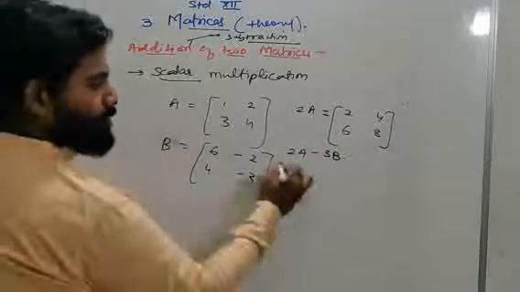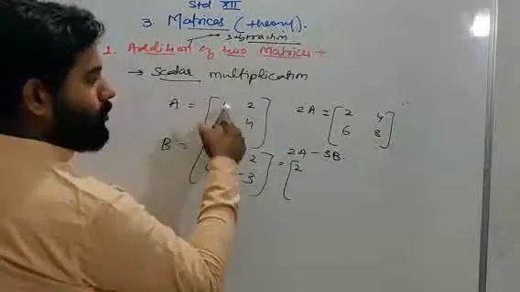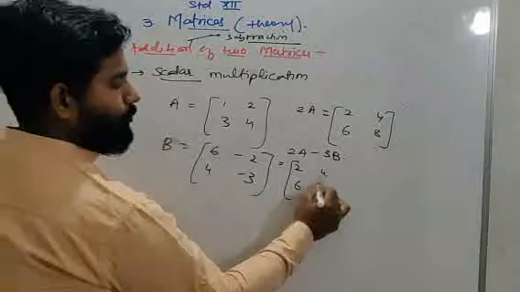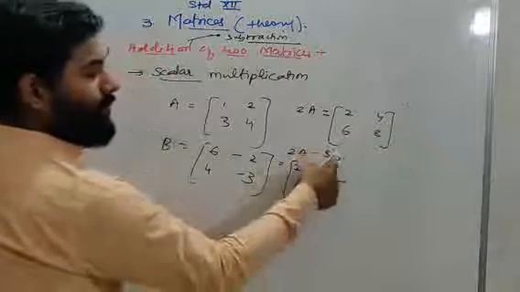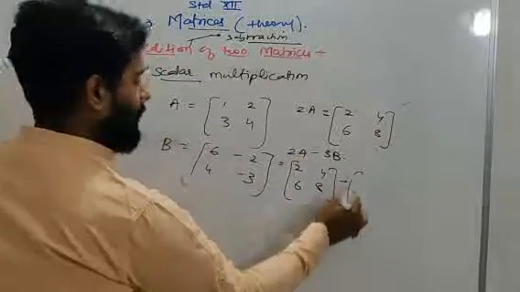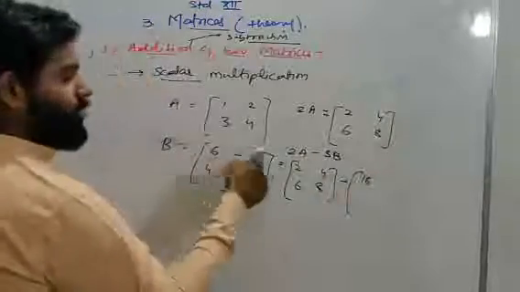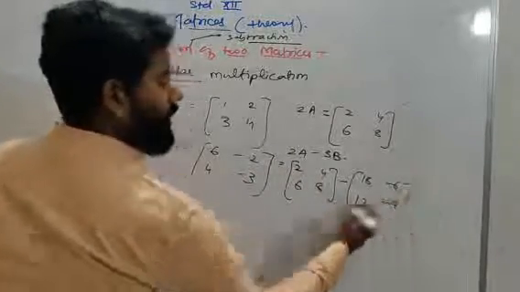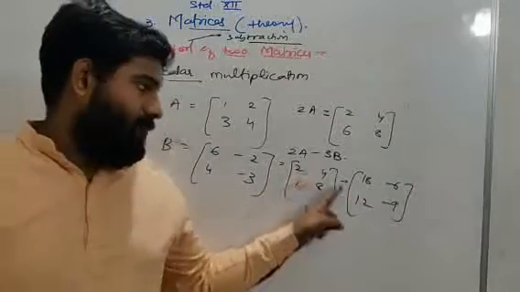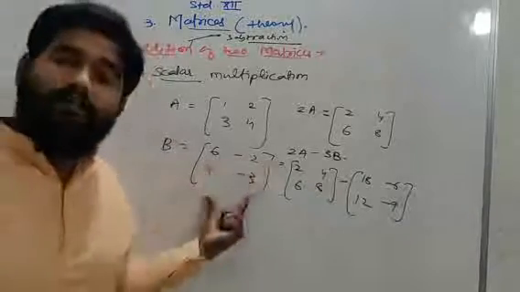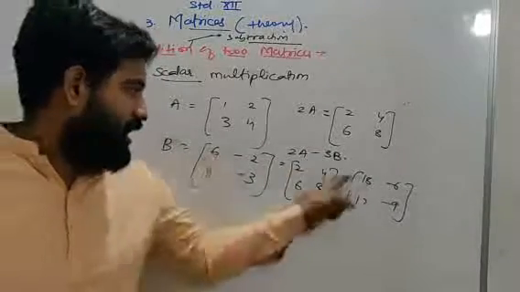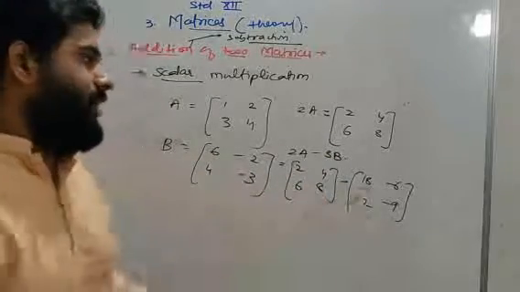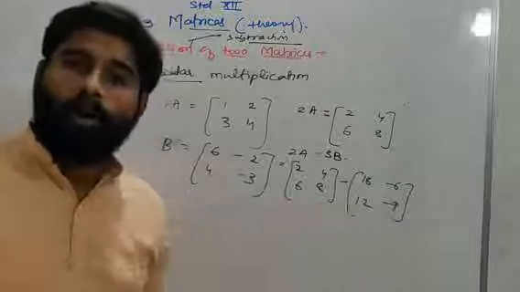Let me solve it. 2A will become 2, 4, 6, 8: 2 ones are 2, 2 twos are 4, 2 threes are 6, and 2 fours are 8. Minus the entire element of B multiplied with 3: 3 sixes are 18, 3 twos are minus 6, 3 fours are 12, and 3 into minus 3 is minus 9. Make sure that if you keep this minus sign here, then no sign change will be there. A simple subtraction of corresponding elements.